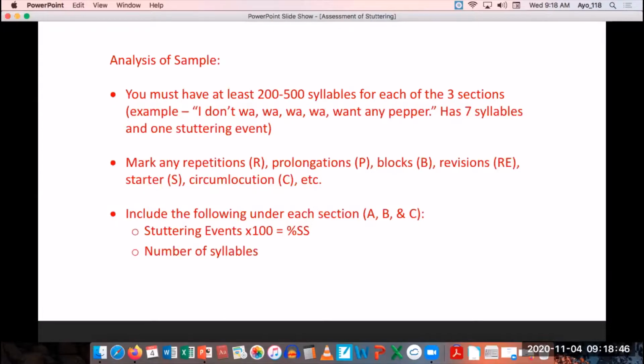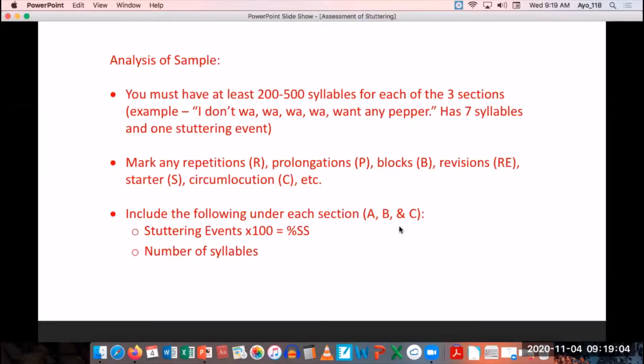I have to ask Miss Claire about that one because she put that example in there. She put 7 syllables. Unless she's counting the want. I'll ask her. Maybe she might be thinking, I do not want any pepper. That might be it. I'll check on it.